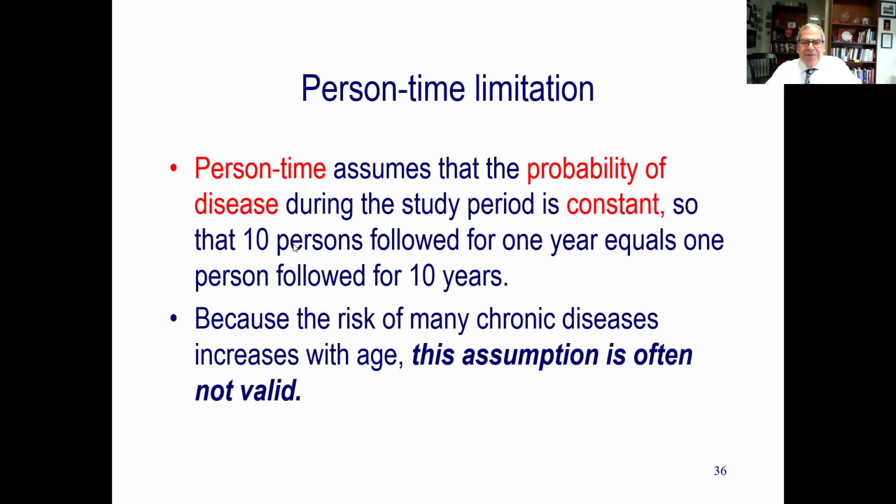So 10 persons followed for 1 year equals 1 person followed for 10 years. More often than not, this assumption is not there as you look at the different conditions. If you look at all the things that Dr. Weber brought up in the beginning, conditions that affect these rates, and they can affect new cases.